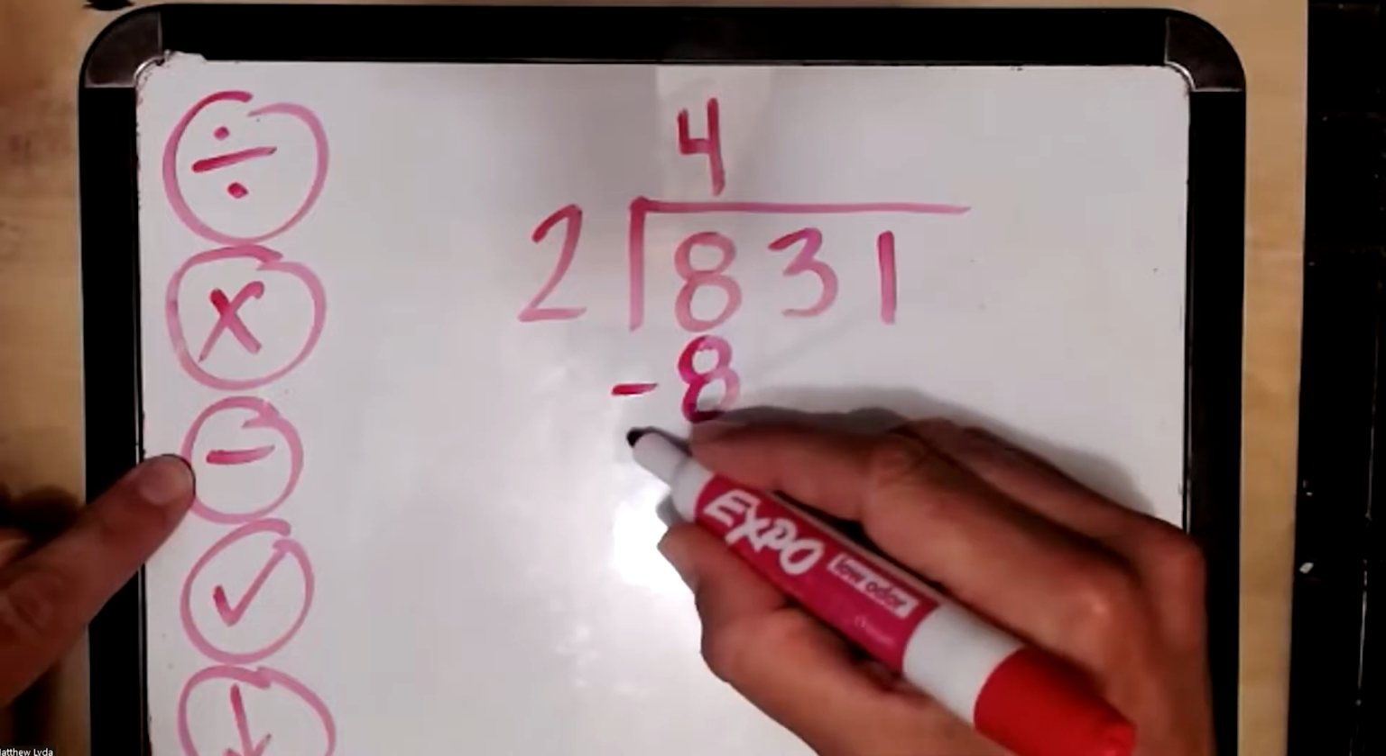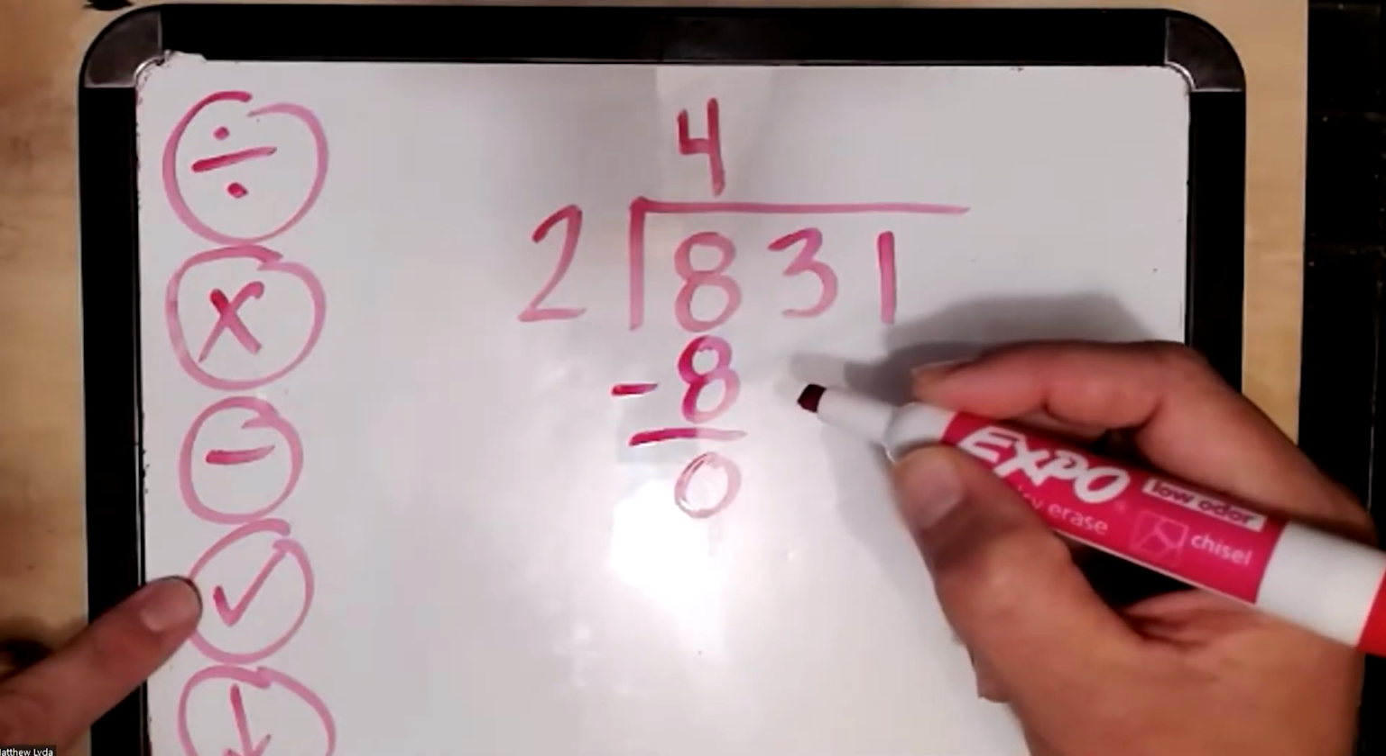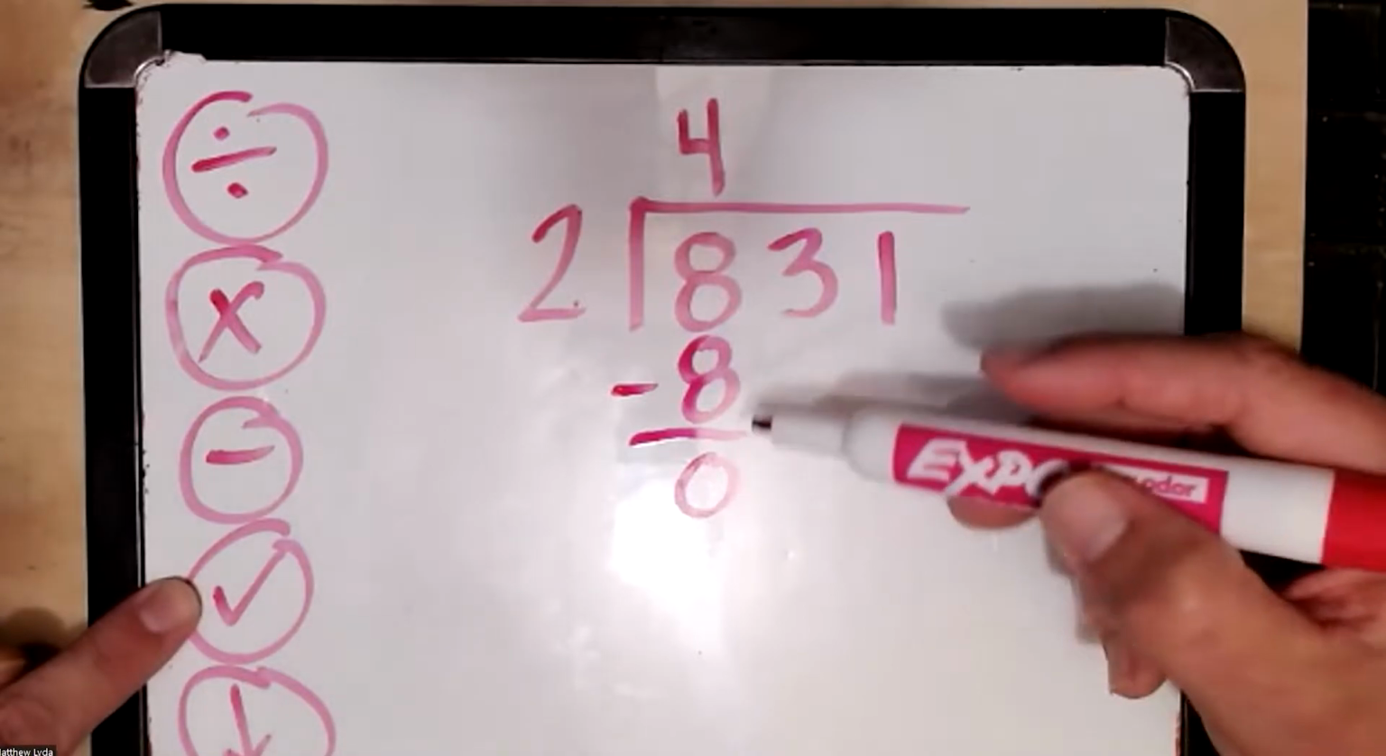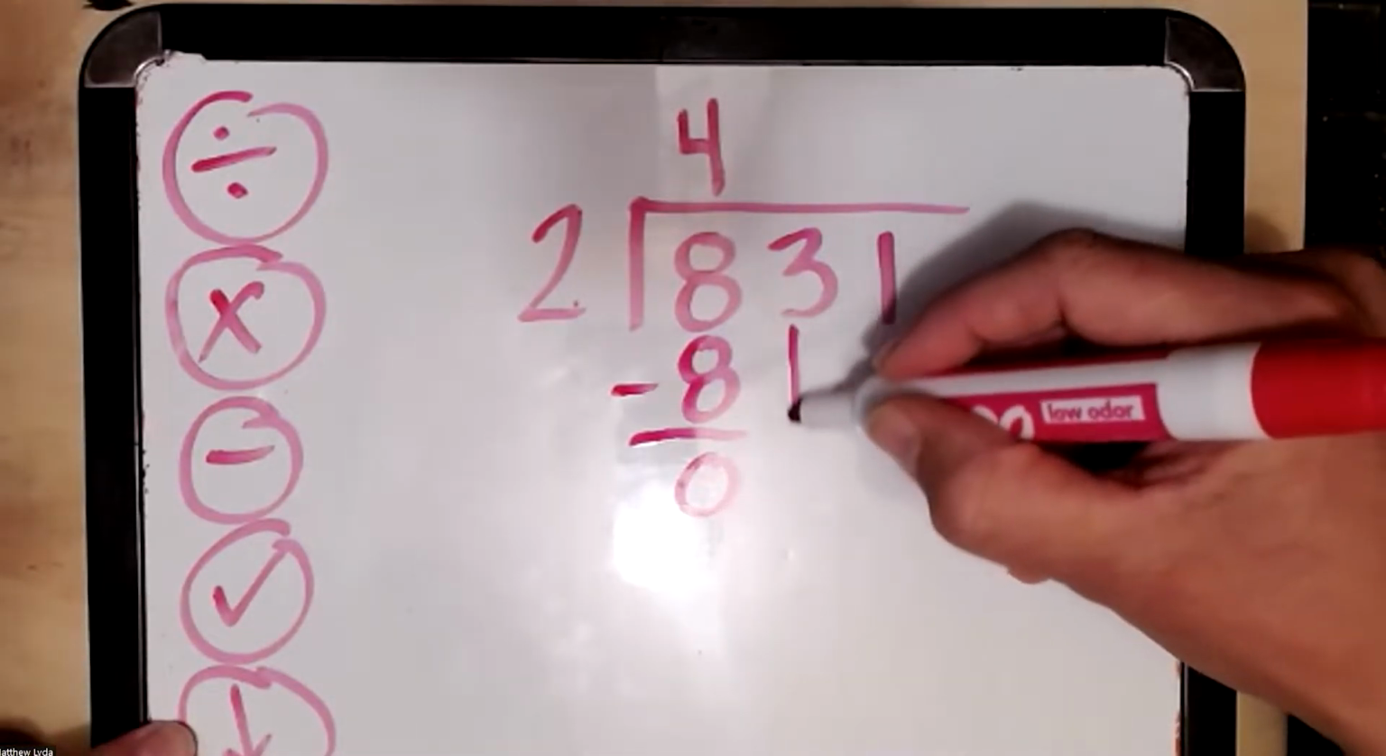Subtract. 8 minus 8 is 0. Check. Can I make any more groups of 2 out of 0? I cannot. So if we can drop, go ahead and do that.